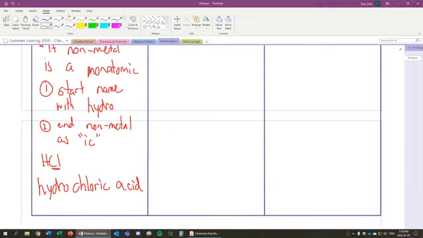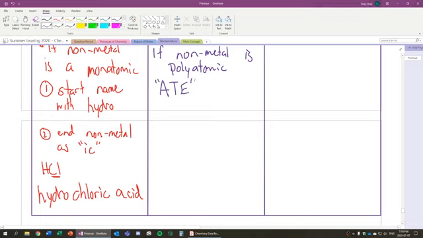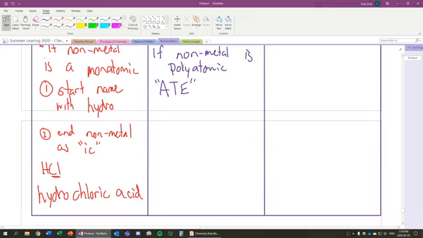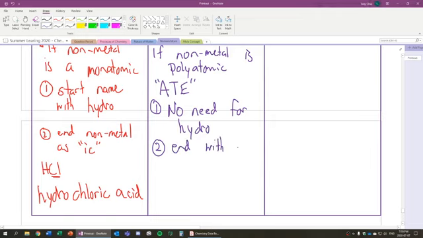All right. So our next thing, if the nonmetal is polyatomic, and this is where we have different ways. If the polyatomic is ending in ate, because the polyatomics we deal with are either going to end in ite or ate. So it ends in ate. The first thing is no need for hydro. So you don't have to put hydro at the front of its name anymore. But number two, you end with ic. So here's an example. If we have H2SO4, SO4 is sulfate. So we don't need hydro. It's not hydrosulfate. It's going to be sulfuric acid this time. So no more hydro in the front.